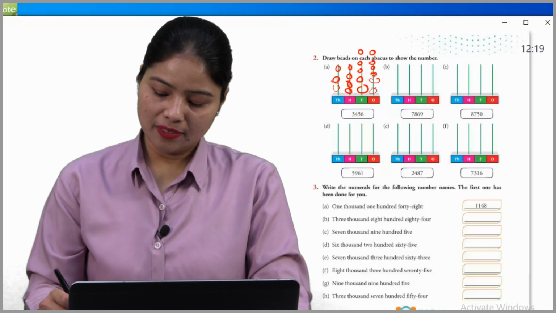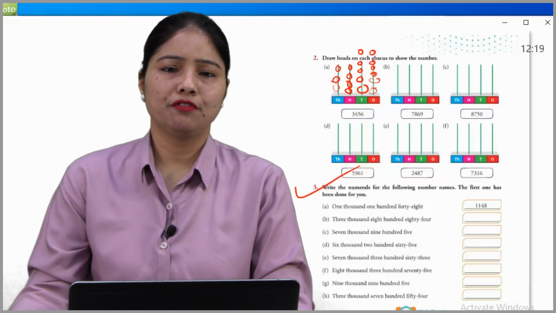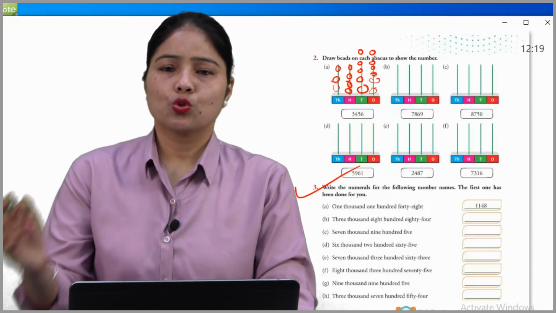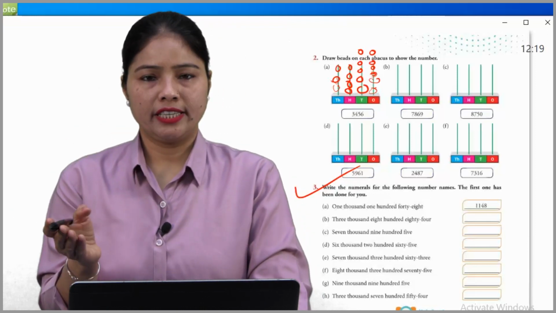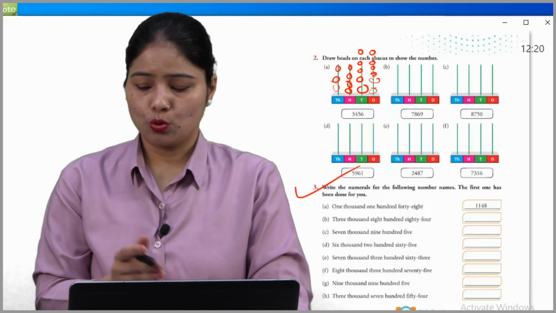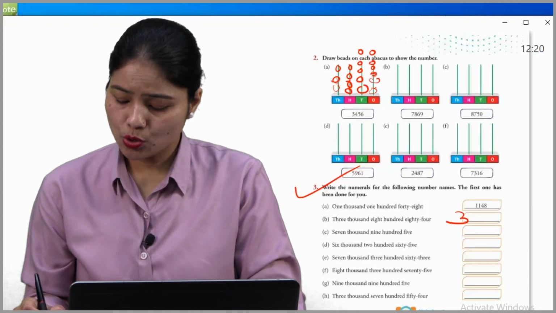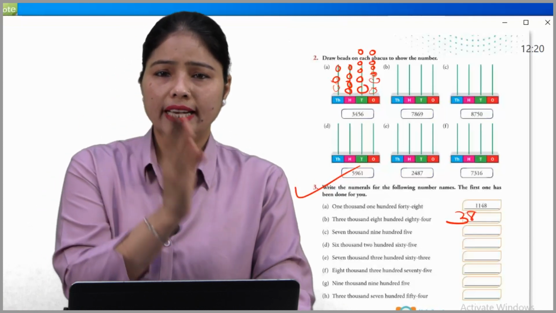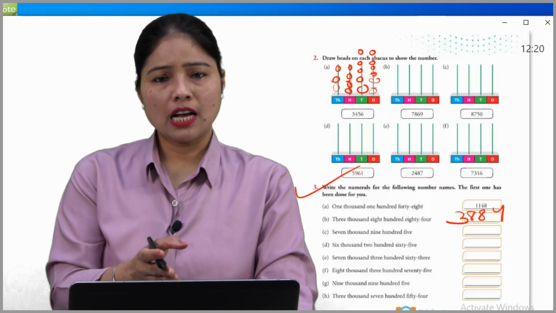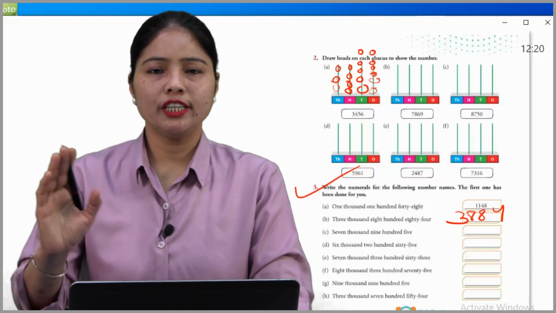So now question number 3. Write the numerals for the following number names. The first one has been done for you. Okay, so read it. 1148. So here it is written 1148. Similarly, second one is given 3884. So write it 3800. So write it 884. So write it 84 like this. Okay. Similarly, 7905 and others, you have to solve it by yourselves. It's very easy. You only need to do practice.